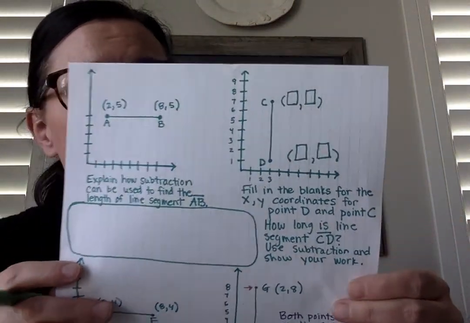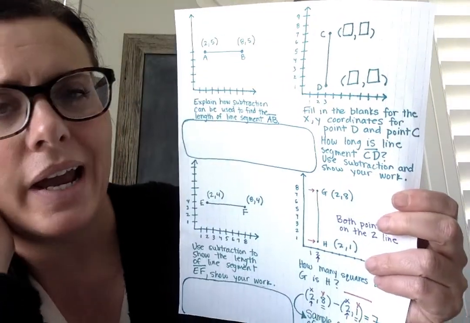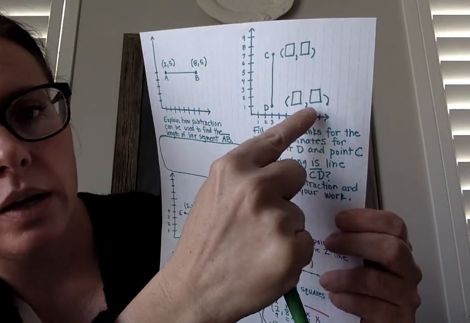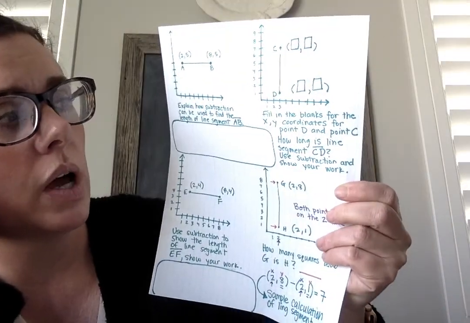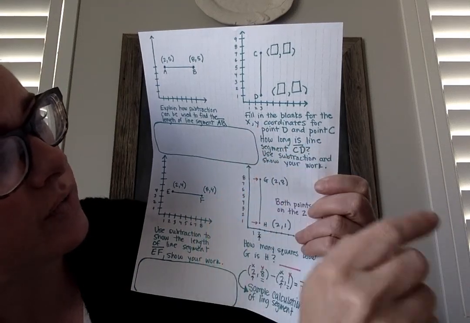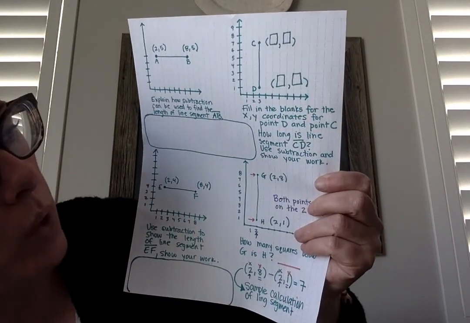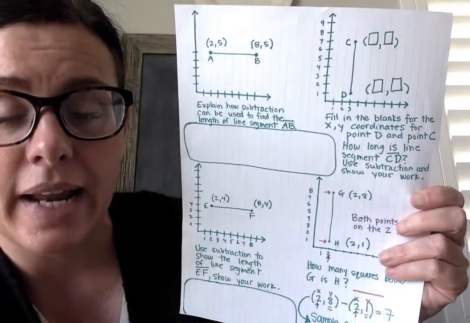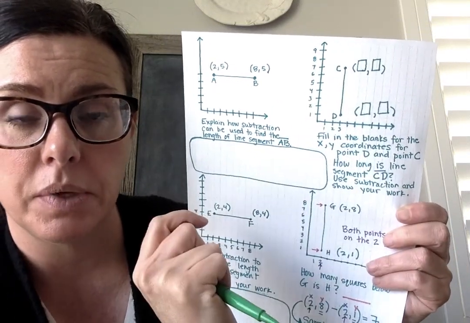Okay, so here we go. Now let's talk about this side right here, okay? This is kind of like a number 2. We've got our graph up here, and we have some blank coordinate pairs here that we need to fill in. It says fill in the blanks for the x, y coordinates for point D, here's point D, and point C. And then we need to find out how long that line segment is. How long is this line segment?